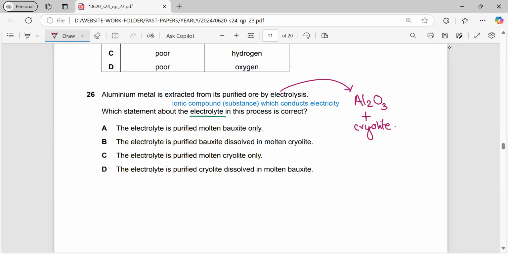So is the electrolyte purified bauxite only? No, the electrolyte is purified bauxite dissolved in molten cryolite. Yes, because they're talking about aluminium oxide. Bauxite is the ore of aluminium, which contains aluminium oxide. And we're adding cryolite so that the aluminium oxide can be mixed and its melting point will be lowered. So basically, both of these things are used as electrolyte in this process. So the answer is B.